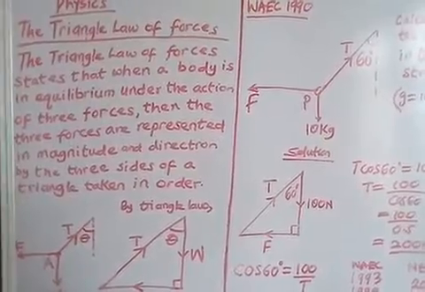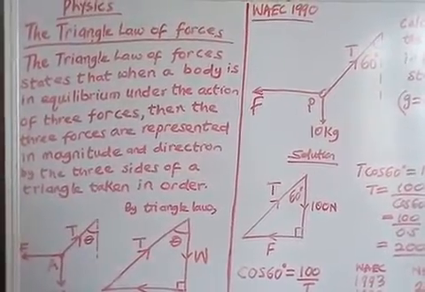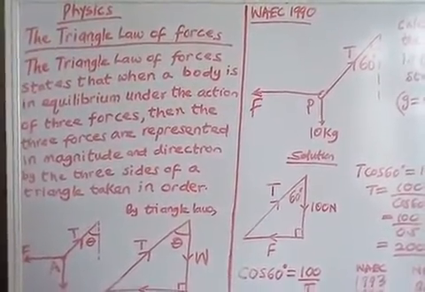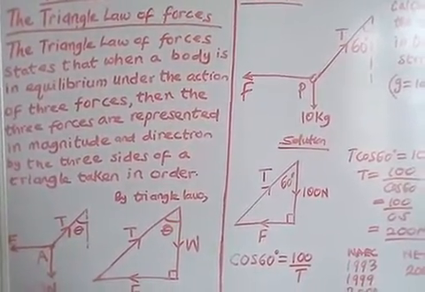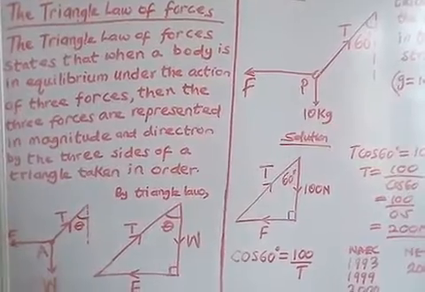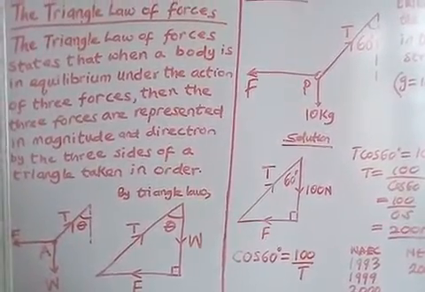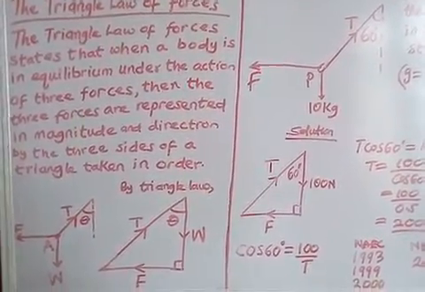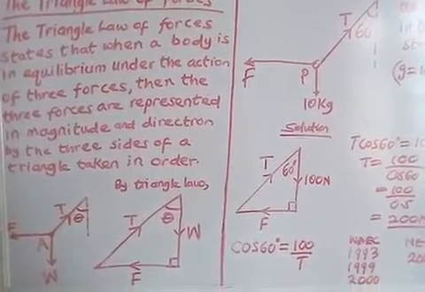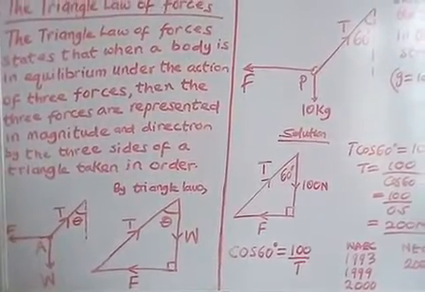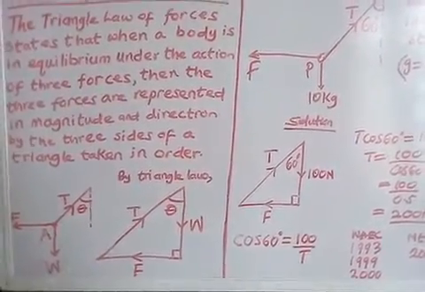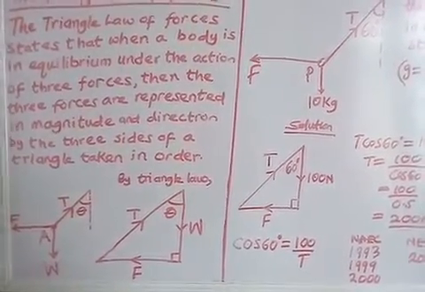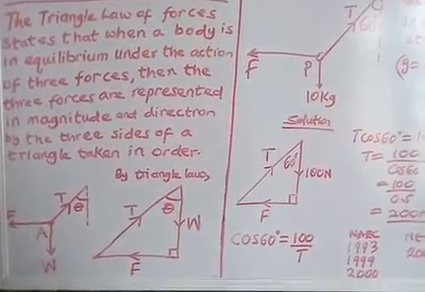This implies that whenever we see a body that is being acted upon by three forces, we can form a triangle from those three forces. We can make those three forces to be in the form of a triangle, and that triangle must be taken in order, which implies we must not change the direction of each of the forces acting on the body.